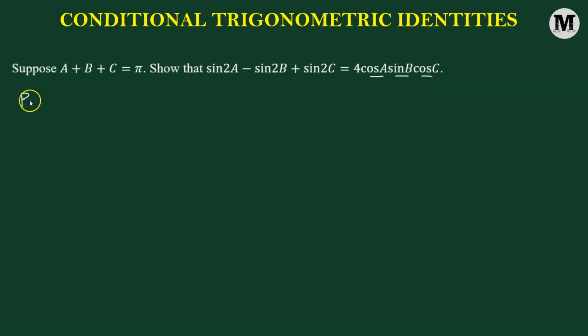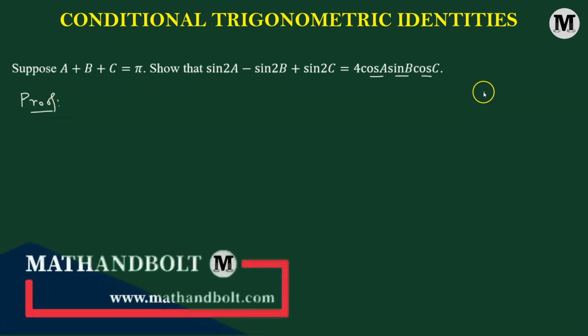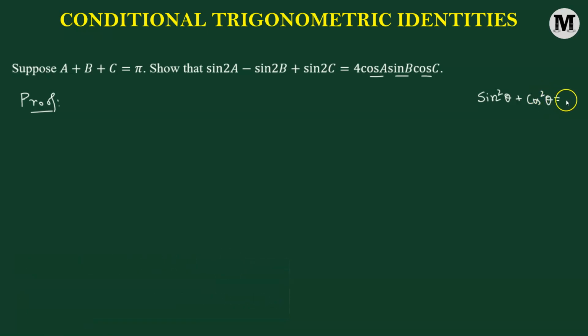Okay, let us begin. Now this is a problem of conditional trigonometry, because if we consider the identity sine squared theta plus cosine squared theta, that's going to be equal to 1 for all values of theta. That means for any value of theta that we choose, this is always going to be true, meaning it's an identity. But for our case, sine 2A minus sine 2B plus sine 2C is equal to 4 times the product of these three trig functions under the condition that the sum of the angles A, B and C must add up to pi radians. That's why it's referred to as a conditional trig identity.